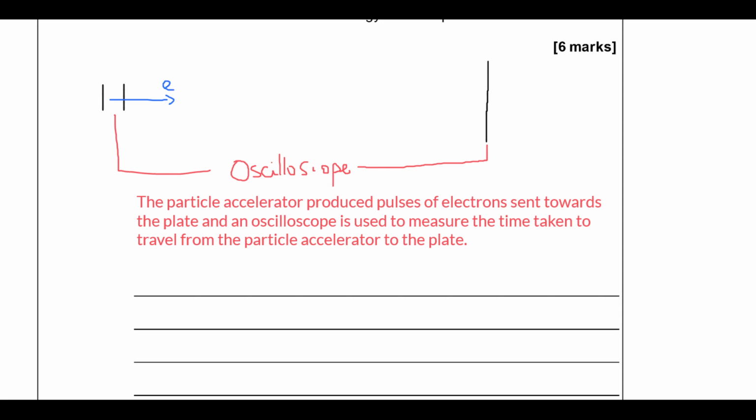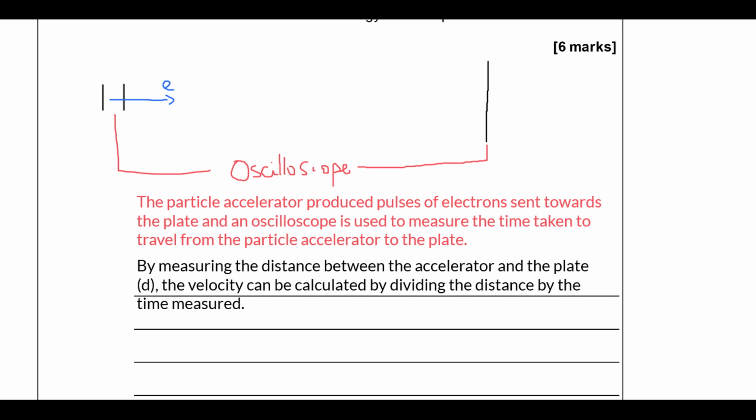What we also need to measure is the distance between the accelerator and the plate, because if we have distance and time, we can calculate velocity. So let's get that one down. Okay, so in terms of the criteria for the question, we've now got our diagram and we've got our explanation of how we would measure the velocity.